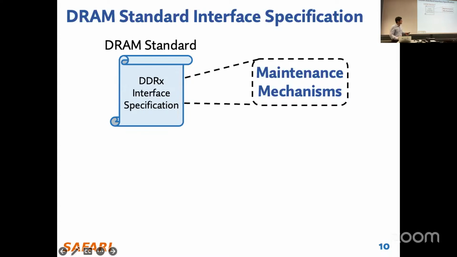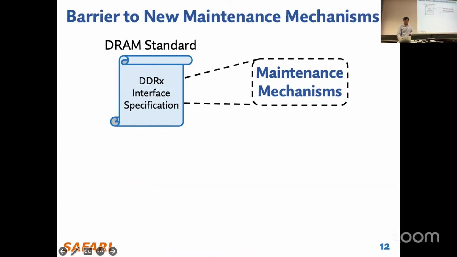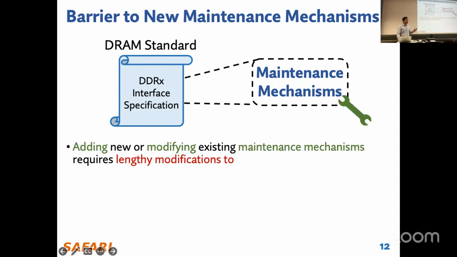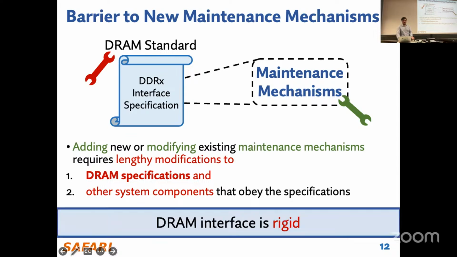And these mechanisms are defined as part of the DRAM specifications, basically. And JEDEC, composed of more than 300 companies, defines the standard and produces devices that obey the standard. The DRAM standard poses a barrier to entry for new efficient maintenance mechanisms, because adding new or modifying the existing mechanisms requires modifying the DRAM specifications and other system components, such as the memory controller, that obey these specifications. And the key reason for the barrier to entry is that the DRAM interface is rigid. It's defined in a rigid manner.